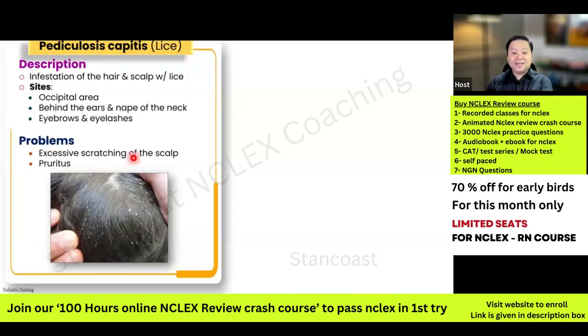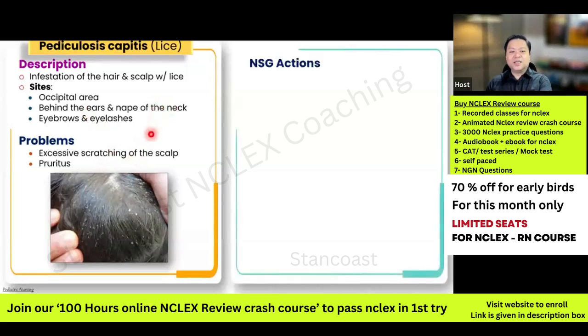scalp, and they will end up with some lesions in their scalp. They will have pruritus, so they would probably become restless, crying at night. They will not be having restful sleep. And so some pediatric patients might end up with secondary infections brought about by the scratching of the scalp.